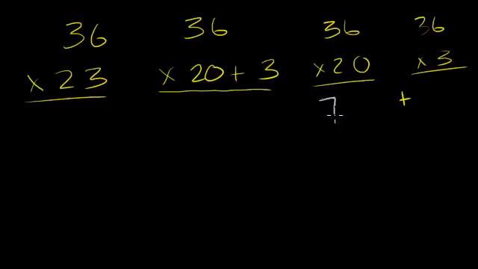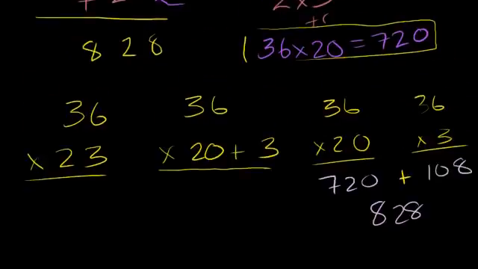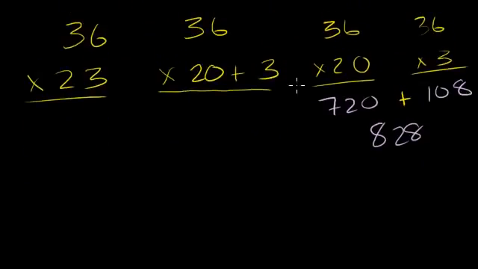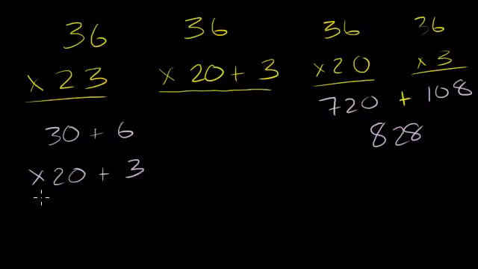36 times 20 we saw was 720. We learned that 36 times 3 was 108. And when you added them together, we got what, 828? Is that what we got? We got 828. And you could expand it even more like we did in the previous video. You could write this out as 30 plus 6 times 20 plus 3. Actually, let me just do it that way, because I think that could help you out a little bit. If it confuses you, ignore it. If it doesn't, that's good.